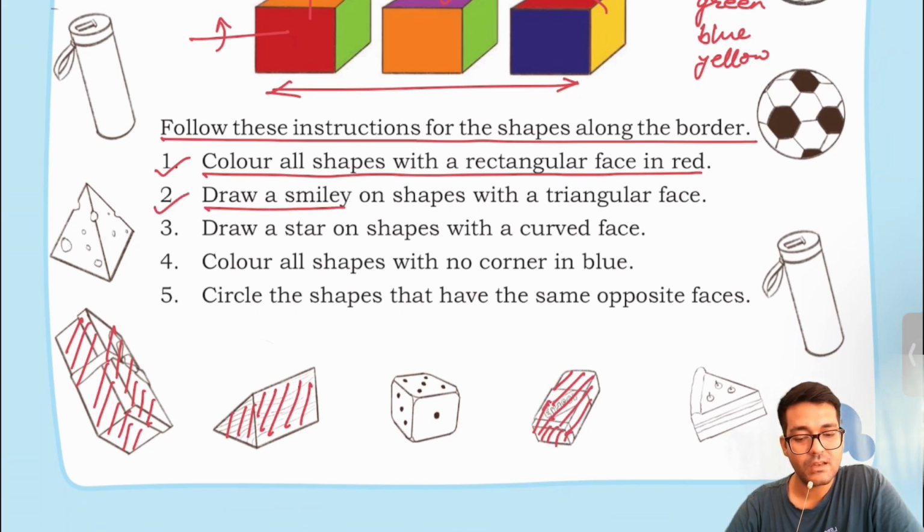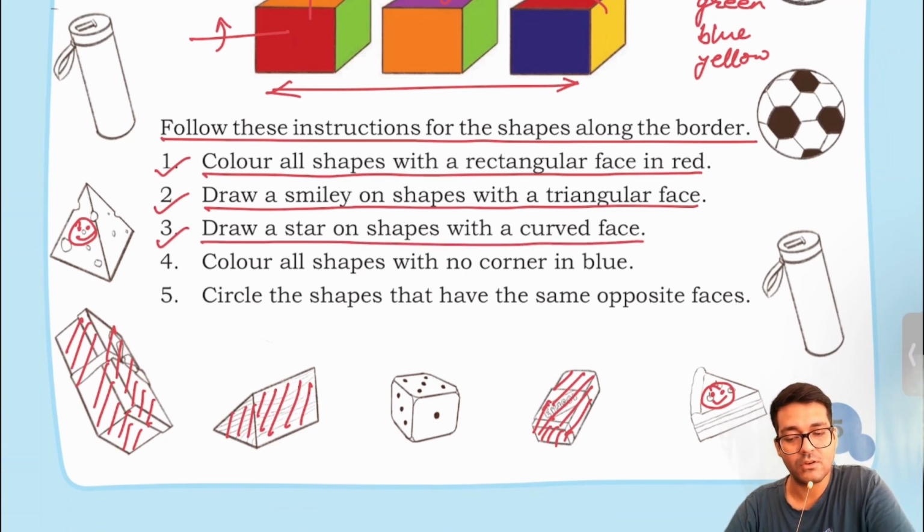2. Draw a smiley on shapes with a triangular face. You have to draw a smiley on the shapes having triangular face like this. 3. Draw a star on shapes with a curved face. You have to draw a star on shapes with curved face like this.